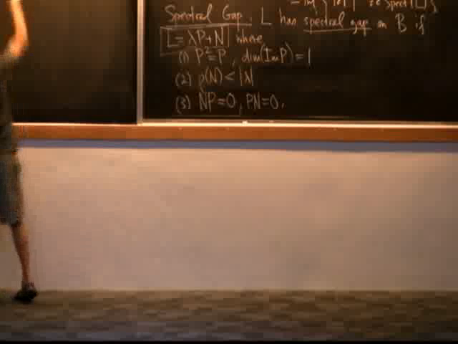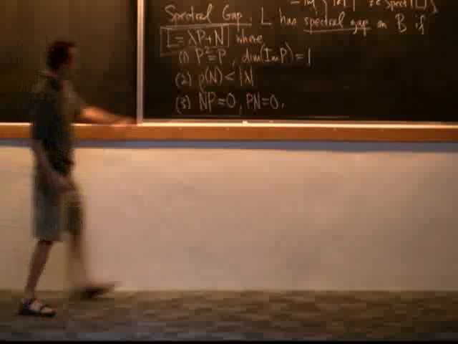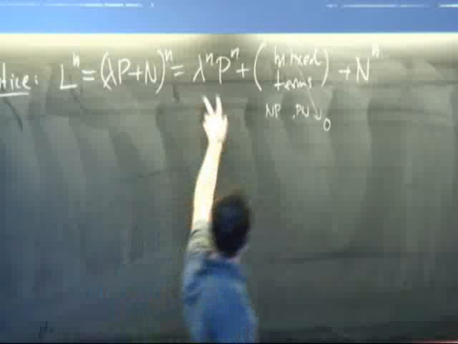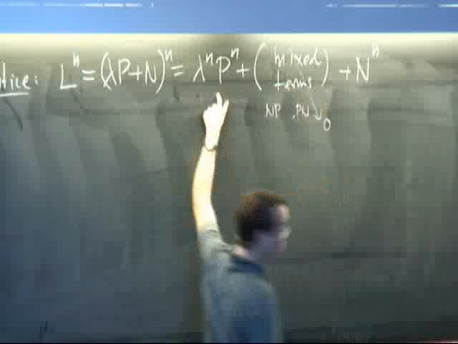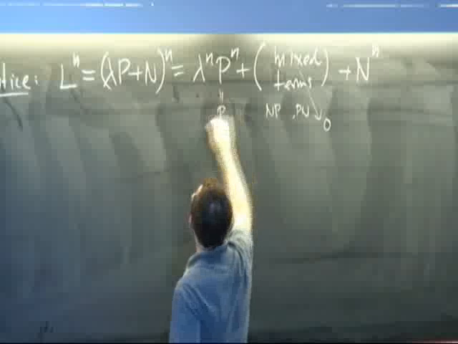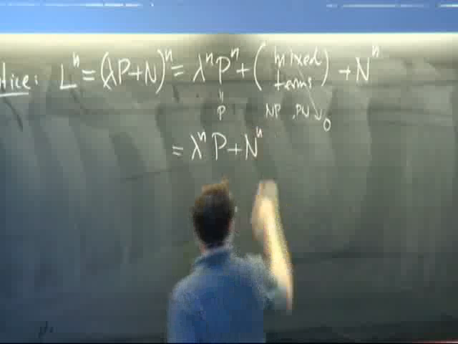By mixed terms, I mean terms that contain np or pn. And then you have n to the power n. Now the mixed terms are 0, because we are assuming that n and p kill each other. So the mixed terms are all 0. So you're left with lambda^n p^n plus n^n. What about p to the power n? P times p is p. P times p times p is p. And so on. So p to the power n is p. So what you get is that this is equal to lambda^n p plus n^n.